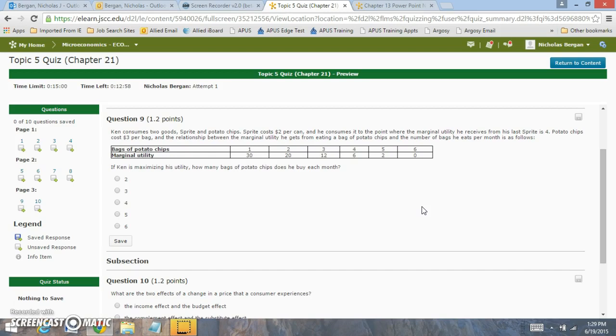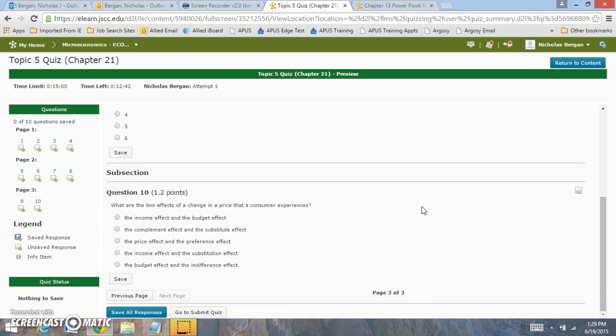So you have to divide marginal utility by the price of the good. And where do they equal? So marginal utility over P of potato chips equals the same with Sprite. And question 10, what are the two effects of a change in the price that consumers experience? This is looking at the income and substitution effect.